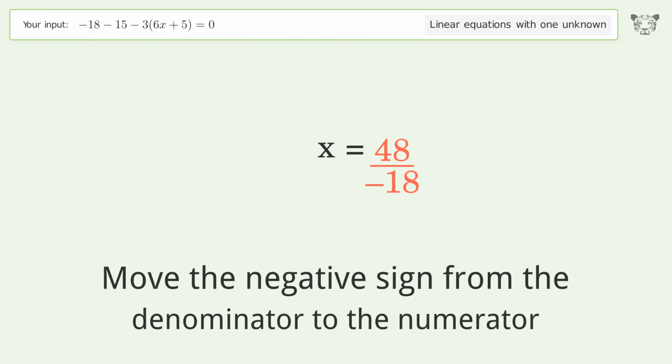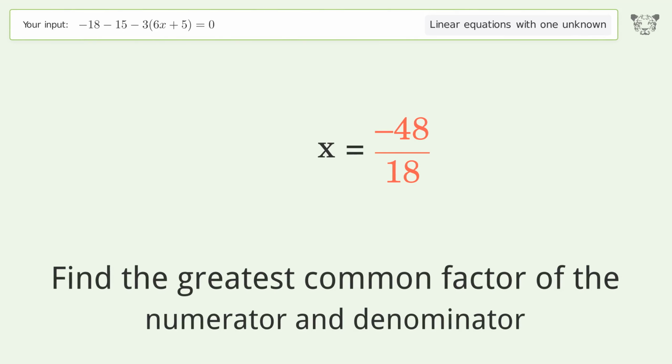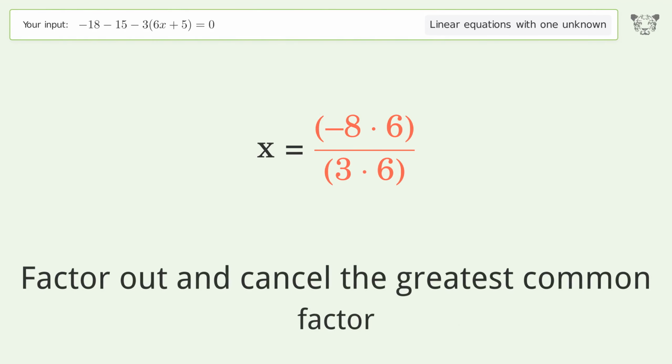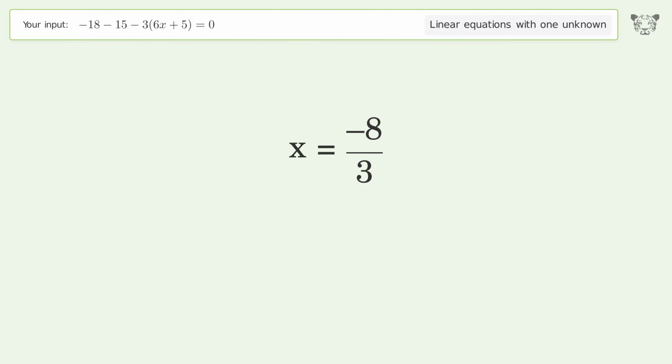Move the negative sign from the denominator to the numerator. Find the greatest common factor of the numerator and denominator. Factor out and cancel the greatest common factor. And so the final result is x equals -8/3.